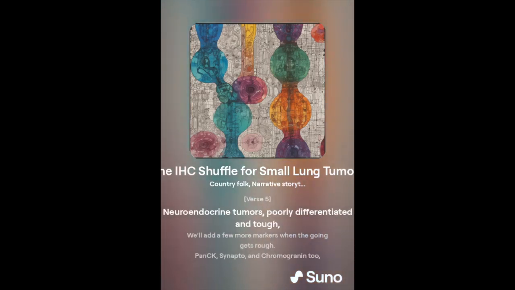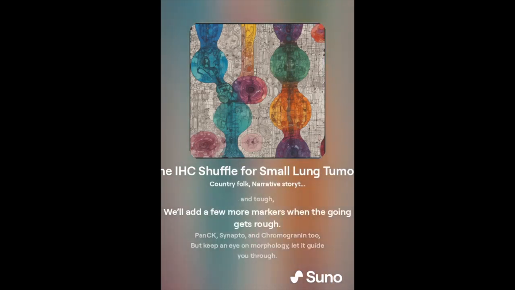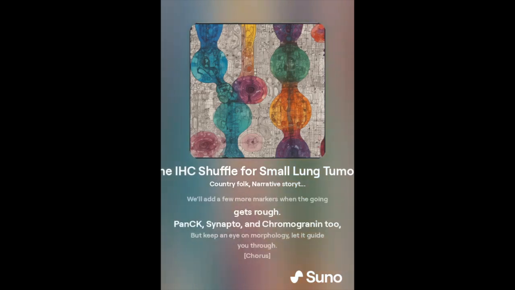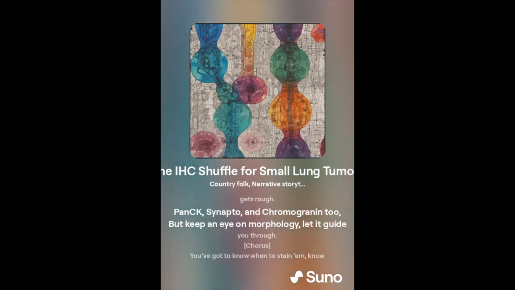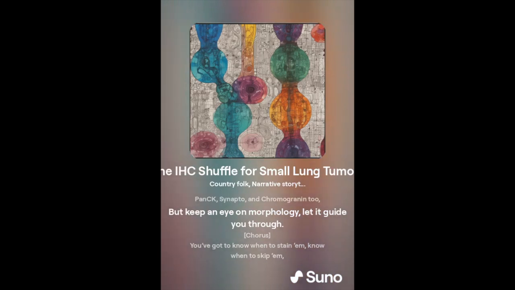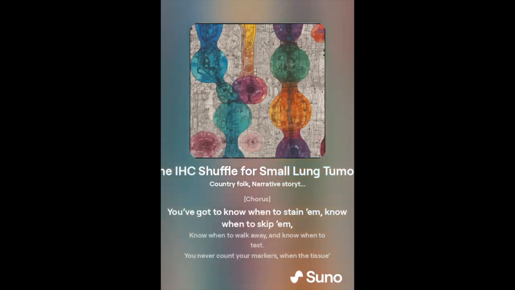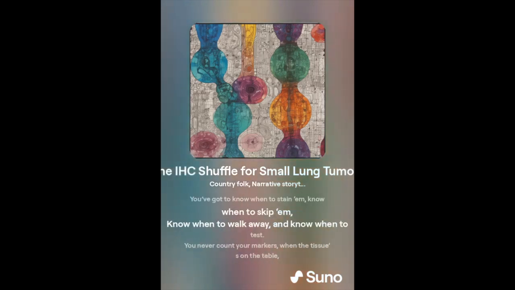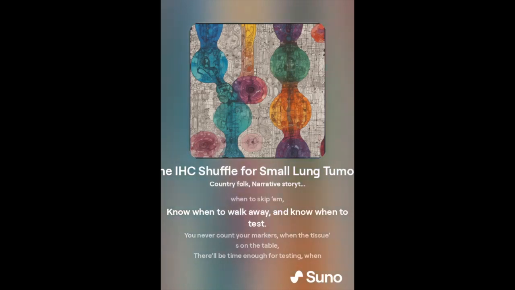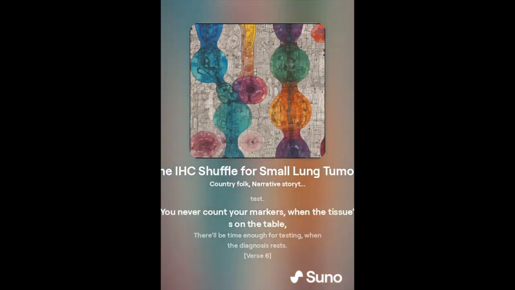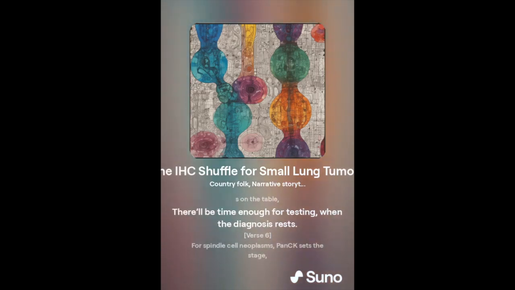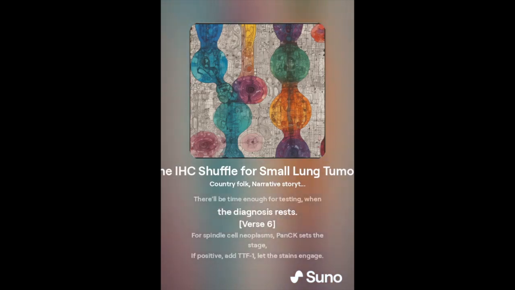Neuroendocrine tumors, poorly differentiated and tough. We'll add a few more markers when the going gets rough. Synaptophysin and chromogranin too. But keep an eye on morphology, let it guide you through. You've got to know when to stain them, know when to skip them, know when to walk away, and know when to test. There'll be time enough for testing when the diagnosis rests.